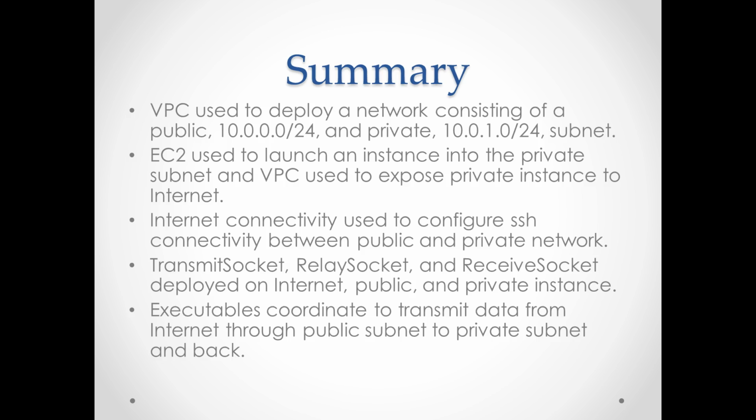So in summary, we used the VPC console to deploy a VPC network consisting of a public and a private subnet. The EC2 console was used to launch an instance into the private subnet, and the VPC was used to expose the private instance to the internet. The internet connectivity was used to configure SSH connectivity between the public and the private network.